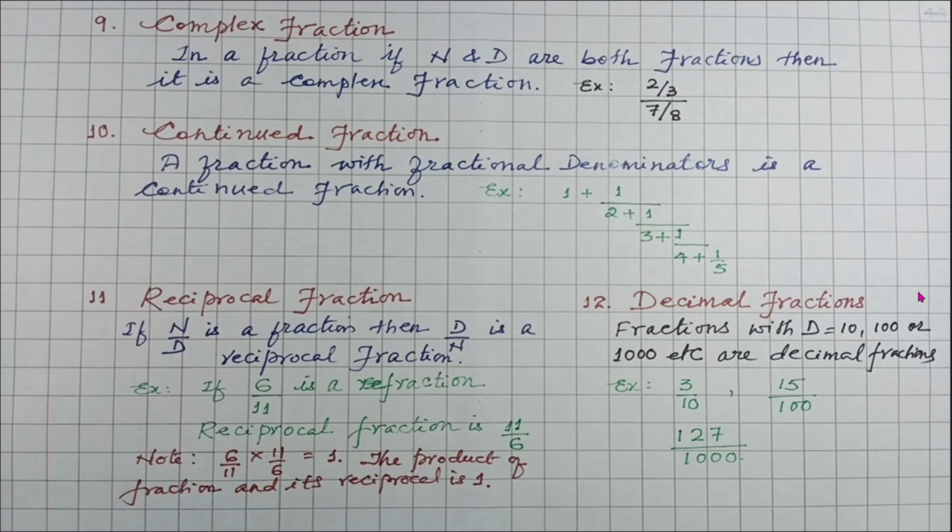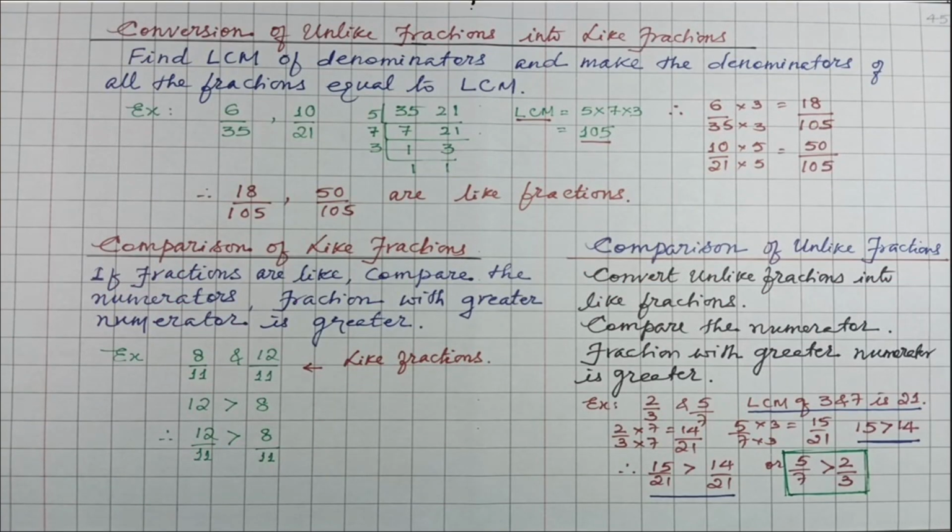Now decimal fractions. The fractions with d as 10, 100 or multiples of 10 is a decimal fraction. Therefore 3 upon 10 is a decimal fraction, 15 upon 100 is a decimal fraction, 127 by 1000 is also a decimal fraction, because in the denominator we have powers of 10. Here it is 10, here it is 10 raised to 2, and here it is 10 raised to 3.